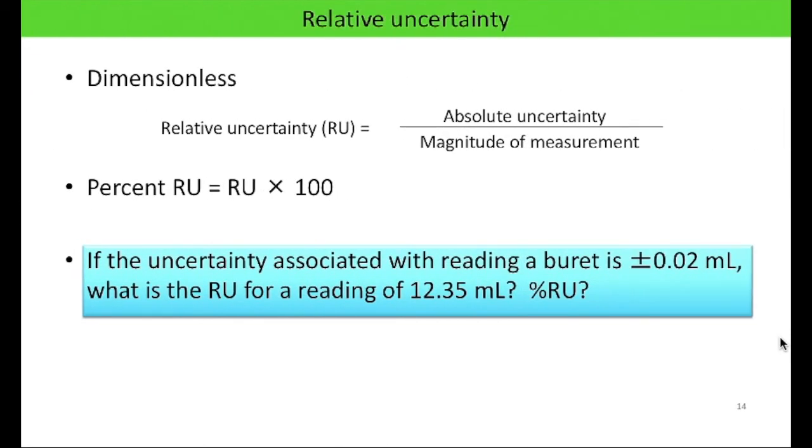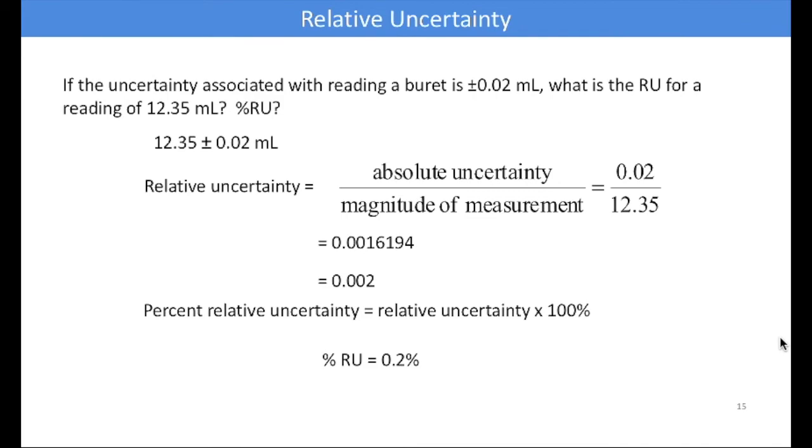So how do we determine relative uncertainty? That's quite simple. We have the absolute uncertainty over the magnitude of the measurement. Say we have a burette reading of 12.35 milliliters, and the absolute uncertainty in the burette is 0.02 milliliters. What is the relative uncertainty of that measurement? Here's how we could write it: 12.35 plus or minus 0.02 milliliters. To figure out relative uncertainty, we have our absolute uncertainty, which is 0.02. The magnitude of our measurement is 12.35 milliliters.